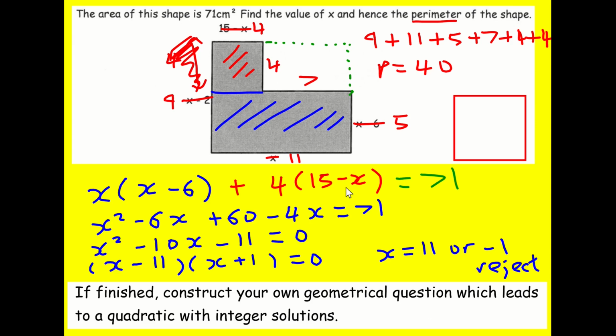Okay, good start. If you did finish, think about how you could make your own geometrical question. We've looked at lots in recent lessons, such as applying Pythagoras' theorem to create a quadratic and then solve it. Creating the quadratic is the hardest bit at this point, but just use your arguments of geometry to get the quadratic and solve it.